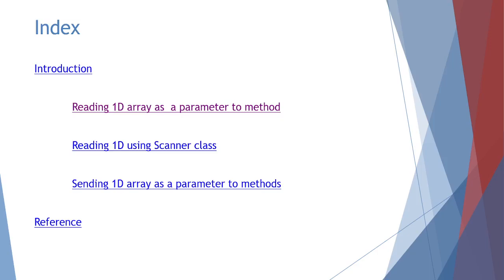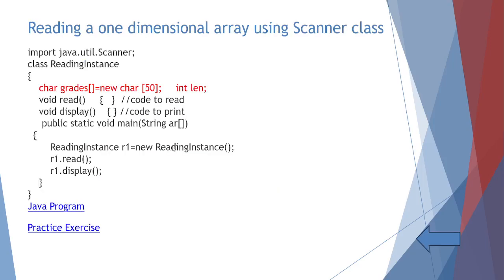Now, reading a one-dimensional array using the scanner class. Look at the program: import java.util.Scanner, class ReadingInstance, and we have taken two instance variables. What are they? First one is grades, second one is len. Grades has 50 memory locations. Now we have written code to read, void read and void display.